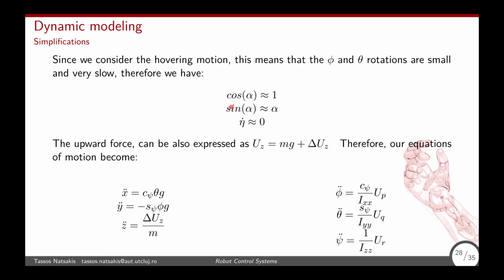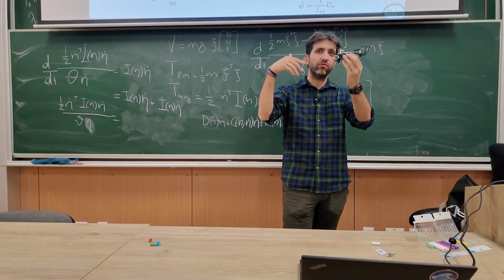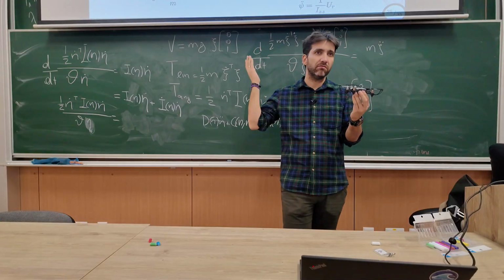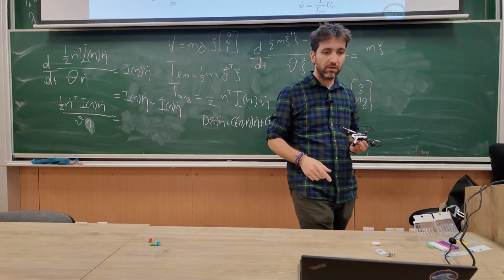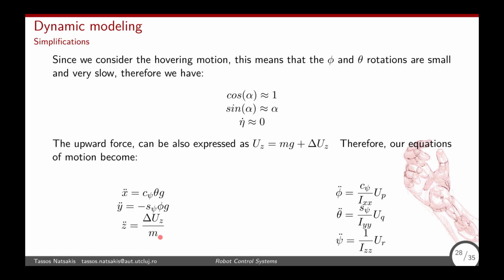So if I use this simplification, I end up basically with these equations here, which are a little bit more linear, right? So what do we see here? We see that the acceleration in the z direction will be basically proportional to this delta u, to the force that I have to add on top of gravity. Right? It makes sense. It's basically Newton's second law. M times acceleration equals the force. Okay.